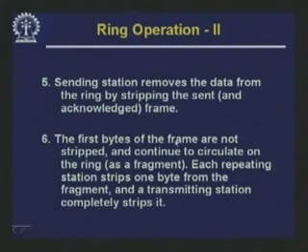The first few bytes of the frame are not stripped, for some technical reason, and we need not go into the details here, and continue to circulate on the ring as a fragment. Each repeating station strips 1 byte from the fragment and a transmitting station completely strips it. So, there are some fragments also, apart from the frame, moving around in the ring.